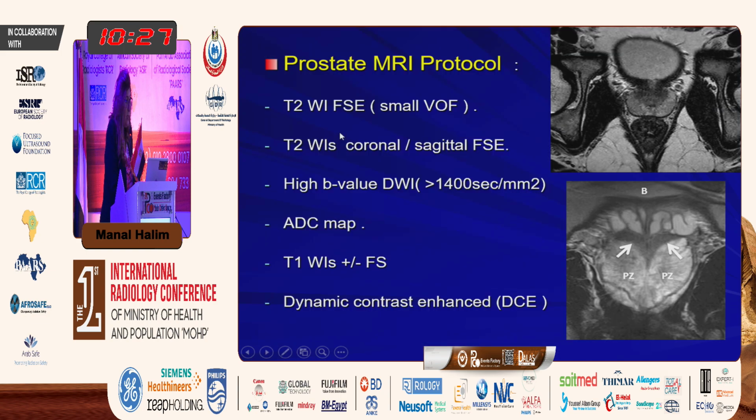To return back to our protocol, which started with the axial T2 and then the diffusion weighted images, and then we take a T1 weighted image to see if there is a post biopsy hemorrhage or something, and then we go to post contrast images with dynamic contrast enhancement.